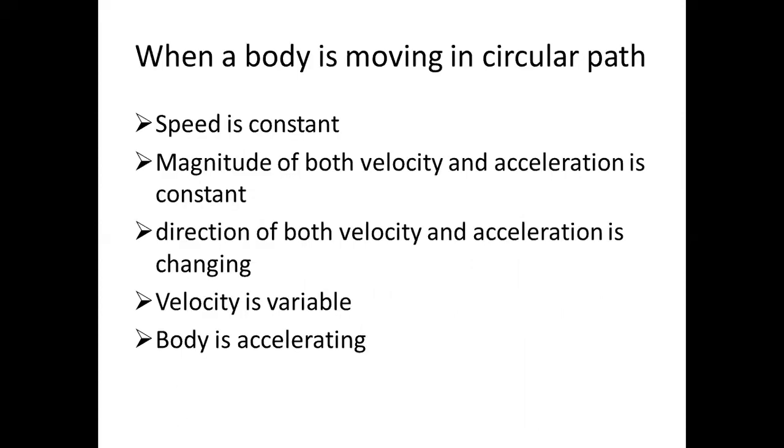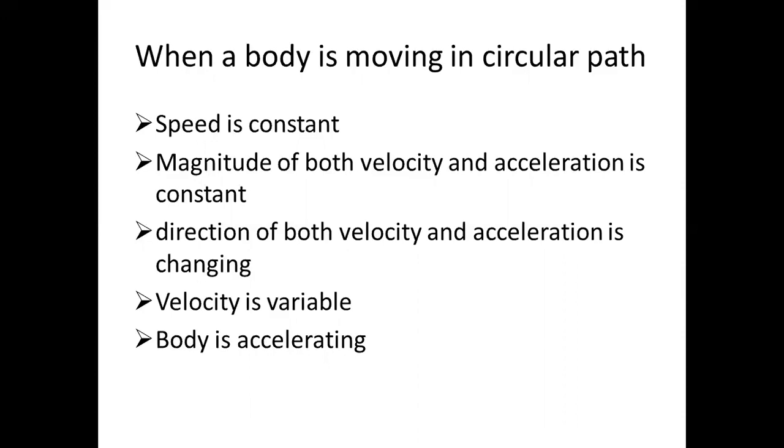When a body is moving in circular path, the speed is constant. Magnitude of both velocity and acceleration is constant. But direction of both velocity and acceleration is changing, because in circular motion, the direction of the moving body changes at each and every point. So for a body moving in circular path, velocity is variable, it is non-uniform.